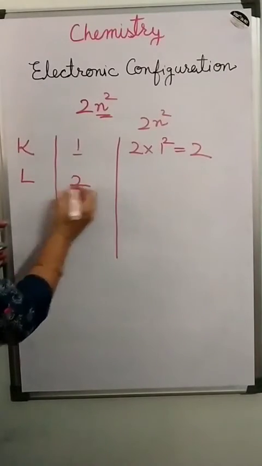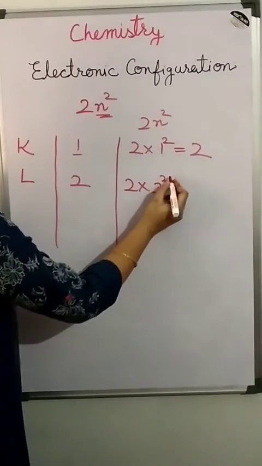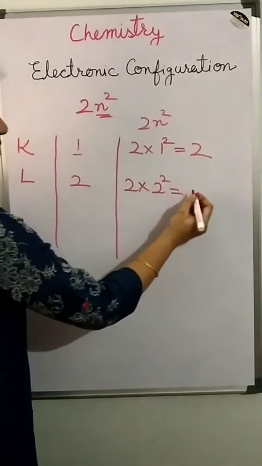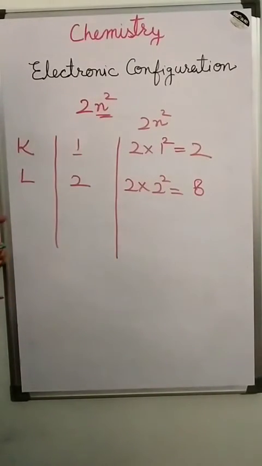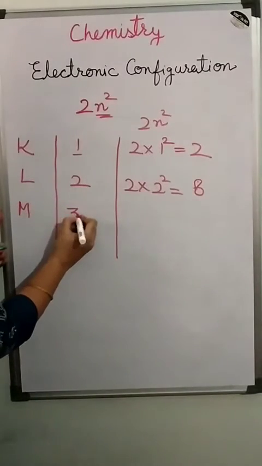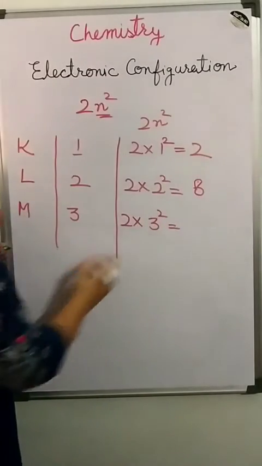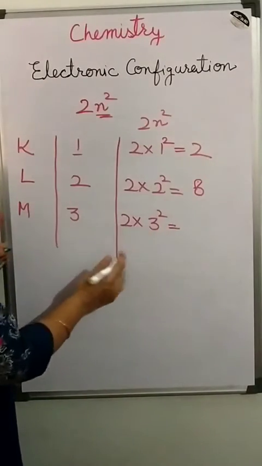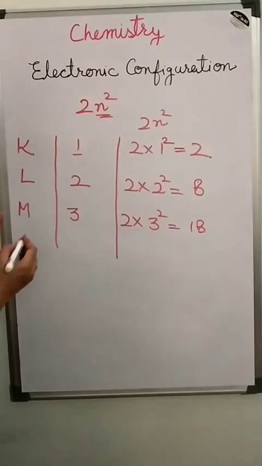Now L is the second shell, so we write 2 multiplied by 2 squared. That is 2 twos are 4, into 2 is 8. So a maximum of 8 electrons can be in the second shell, L. M means the third shell, so it is 2 multiplied by 3 squared. 3 threes are 9, 9 twos are 18. So a maximum of 18 electrons can stay in the third shell, that is the M shell.